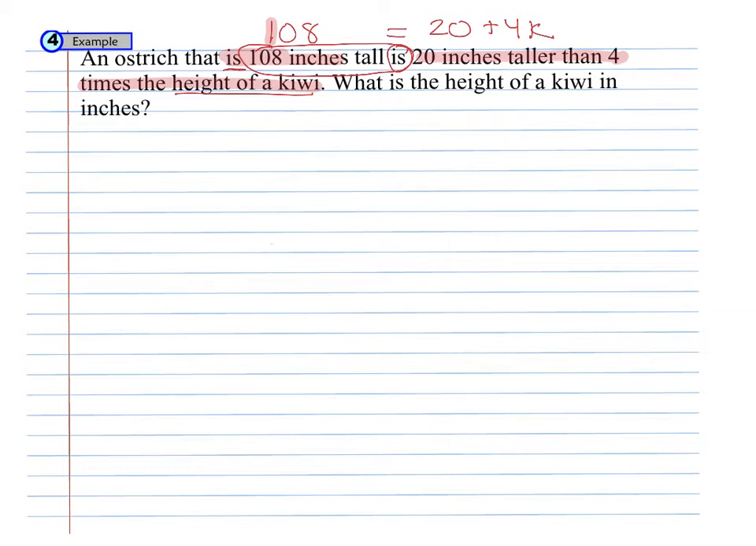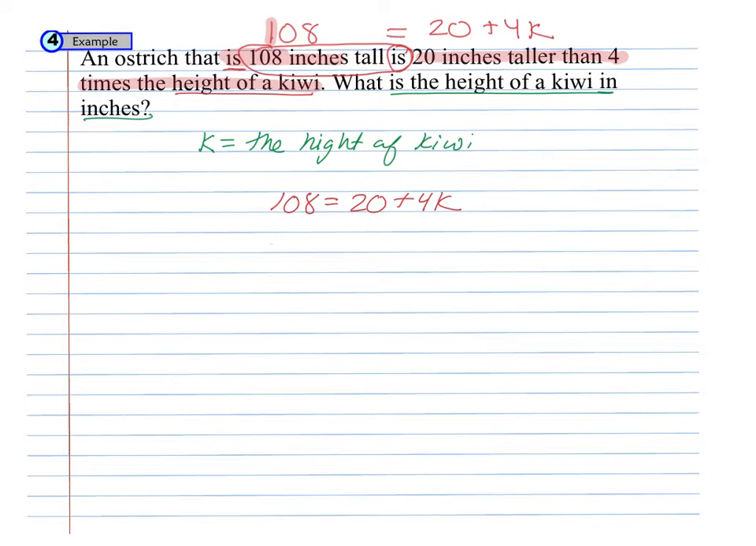4 times is multiplication. The last thing that we need to do is define our variable, which we're trying to find: the height of a kiwi. A kiwi, we're talking about the animal, not the fruit. So we're going to say K stands for the height of the kiwi. Again, the animal, not the fruit. We're going to write our equation, which we kind of did already on the top part. So we have 108 is equal to 20 plus 4K. And you could write this anyway. I could have gone 4K plus 20 equals 108 and vice versa. They're all addition, so it's fine.